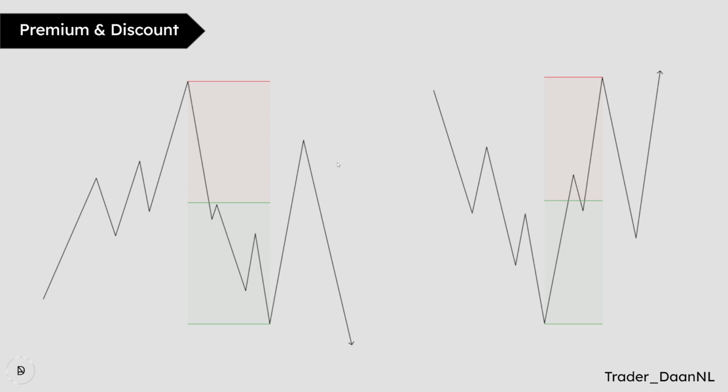Trading in a premium would mean that we are trading in an expensive market. So if your bias is to look for shorts, you would like to seek shorts in a premium. If you are looking for longs, you would like to buy at a discount.